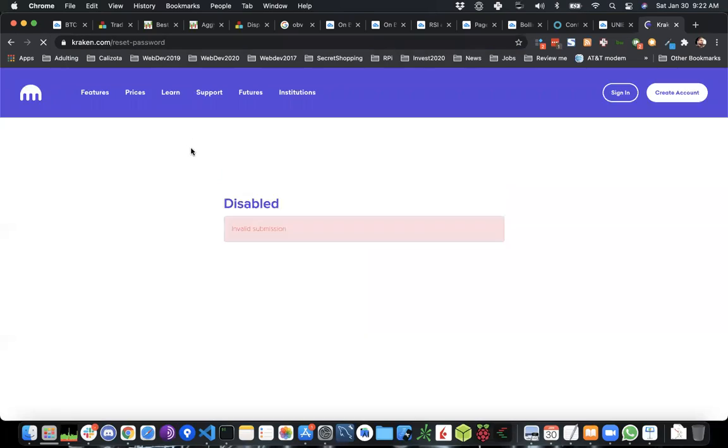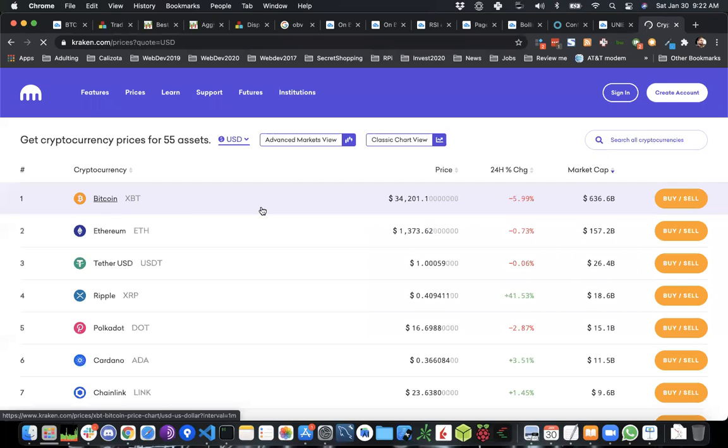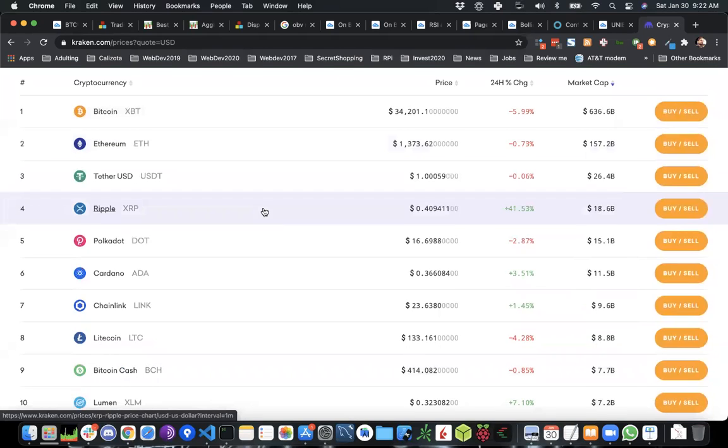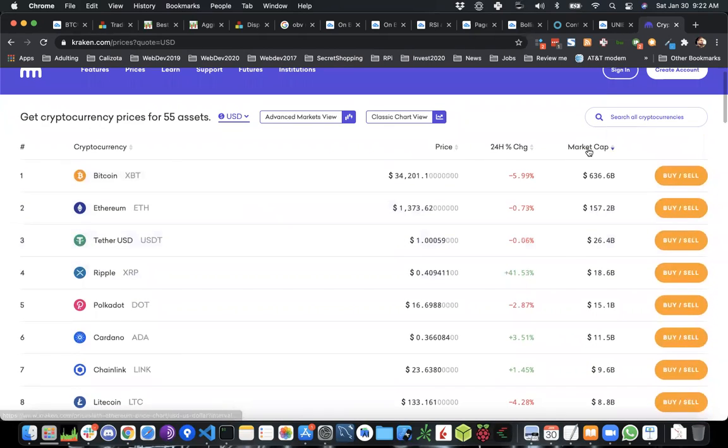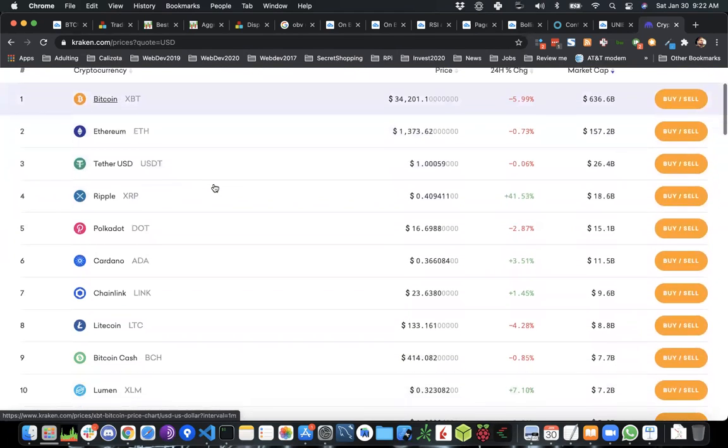You can see it over on Kraken, I think, prices. Right, so you can sort by market cap, and you can see these are the coins.